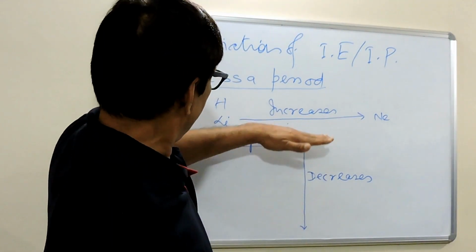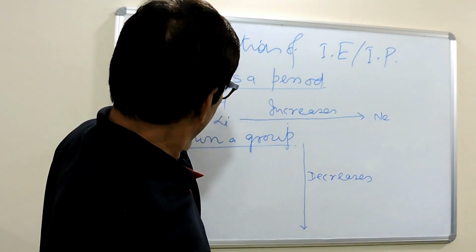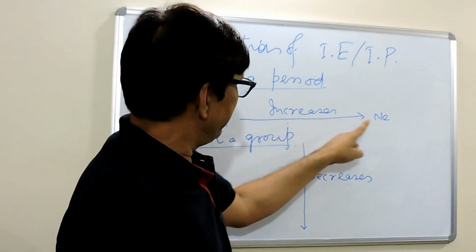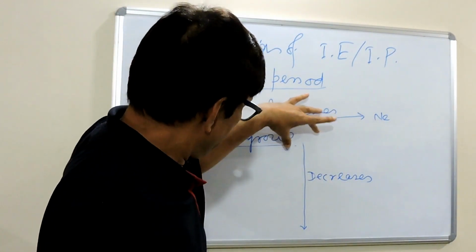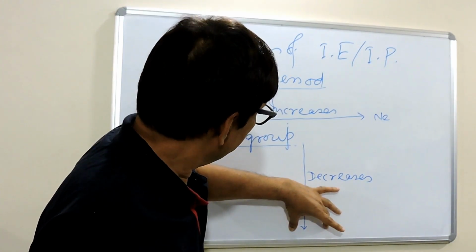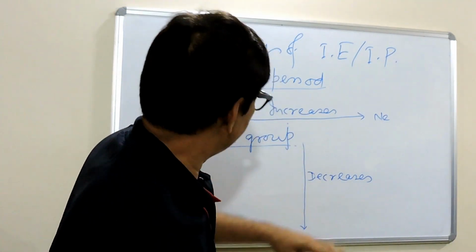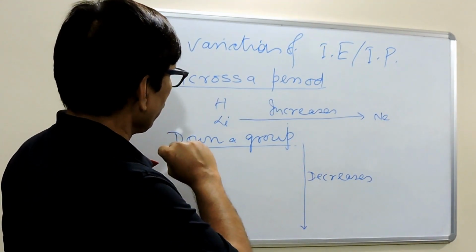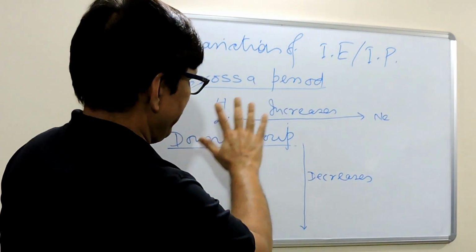So once more, from left to right, ionization potential will increase. Down the group, ionization potential will decrease. Now, what type of question comes from here?